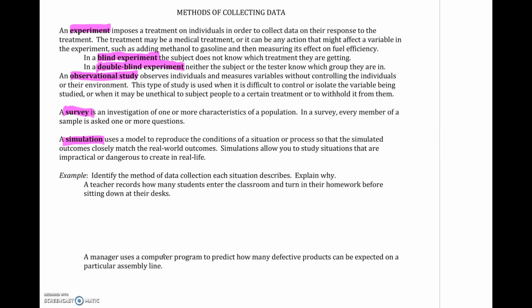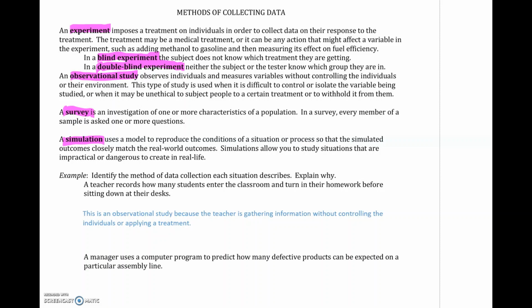So is that an observational study, a simulation, a survey? That's what we're looking for. This first example says a teacher records how many students enter the classroom and turn in their homework before sitting down at their desks. What's important here is this teacher is just watching. The teacher's not giving any instruction. So when you're not interfering with people doing what they're doing, that's what we call an observational study. The key thing here is the teacher did not interfere. There's no treatment being done.